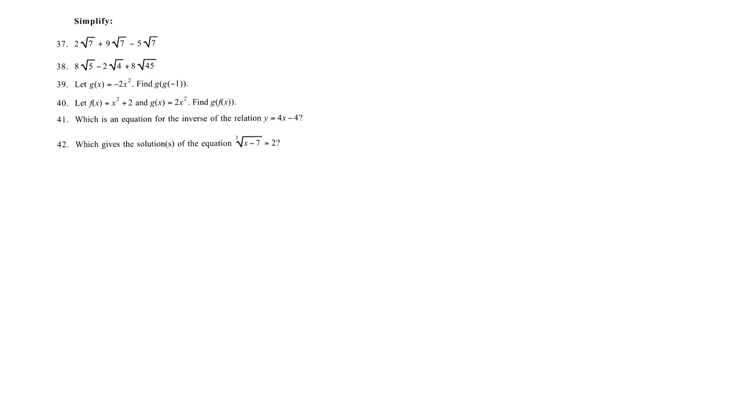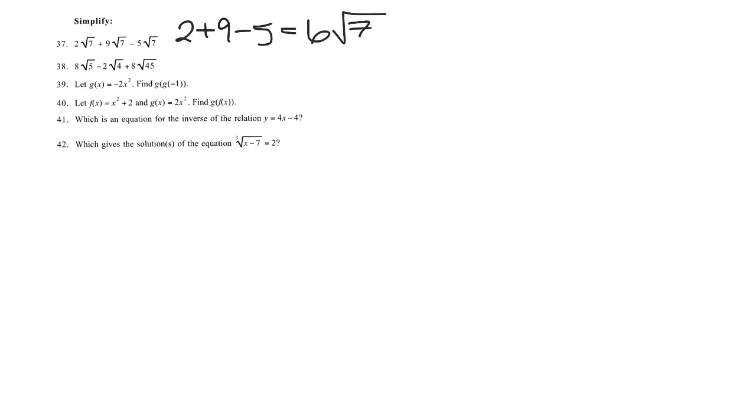Number 37, when we are adding radicals, the radical has to be the same, and so does the number underneath. So these are all square roots of 7, so I can just combine them. It's like I have 2 of them. I'm adding 9 more, that's 11. So 2 plus 9 is 11, minus 5 equals 6. And what am I adding up? I'm adding up square root 7s.